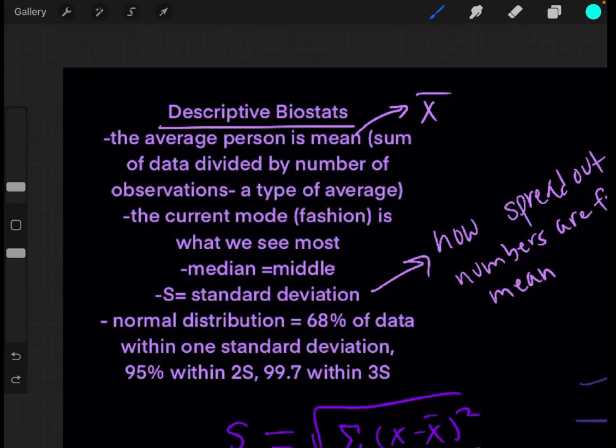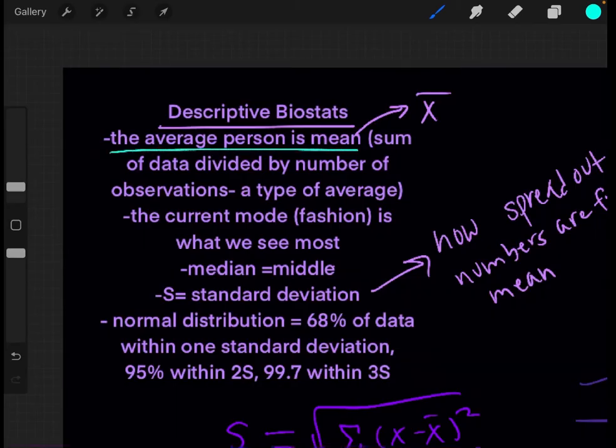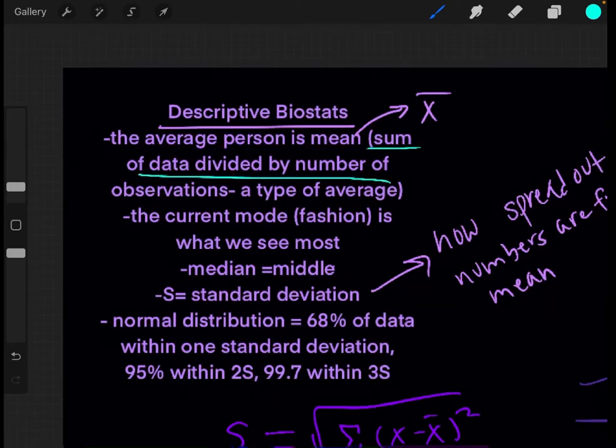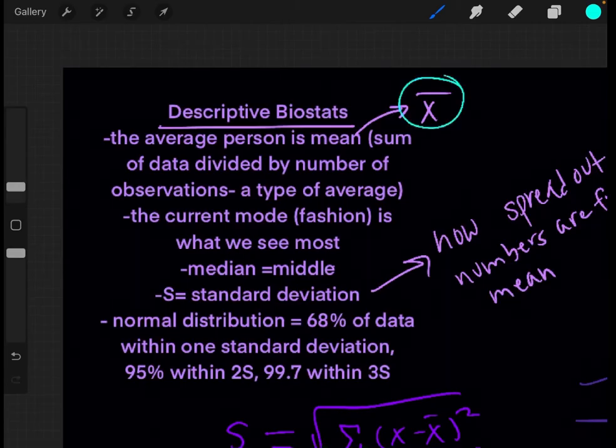So the first one is: the average person is mean. So when you're finding the mean, you're finding the average. So you're basically adding up all the data and then dividing it by the number of data points or the number of observations. So basically it's a type of average. And mean is also represented by this symbol right here. It's called X bar. I'm going to be using that symbol a lot throughout the video, and just know that it means mean, which is a type of average.